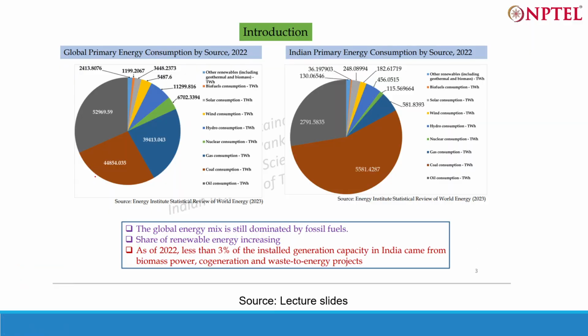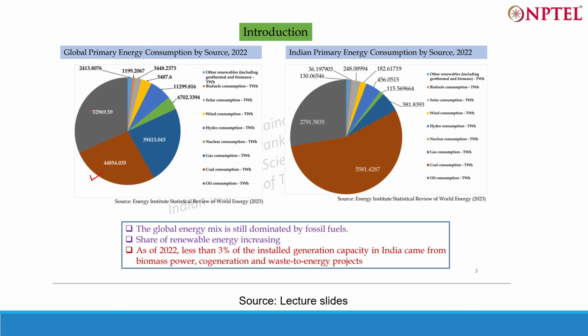So if you see this, this is basically coal consumption. If you see the global coal consumption by 2022, the sector here covers only a fraction of what India is consuming as a primary energy, whether for producing secondary energy or heat or anything. More than 50% of India's primary energy demand is basically fulfilled by coal consumption.